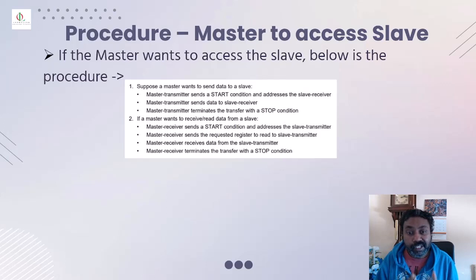Then the master receiver sends the requested register to read from the slave. So the master will send an address, saying I want to read from this particular location, and it will also send the register of that location to the slave transmitter. The master receiver receives the data, because the slave transmitter knows what to send. Once the master receiver receives the data, it sends a stop condition to stop the process. So this is the difference between sending data and receiving data.